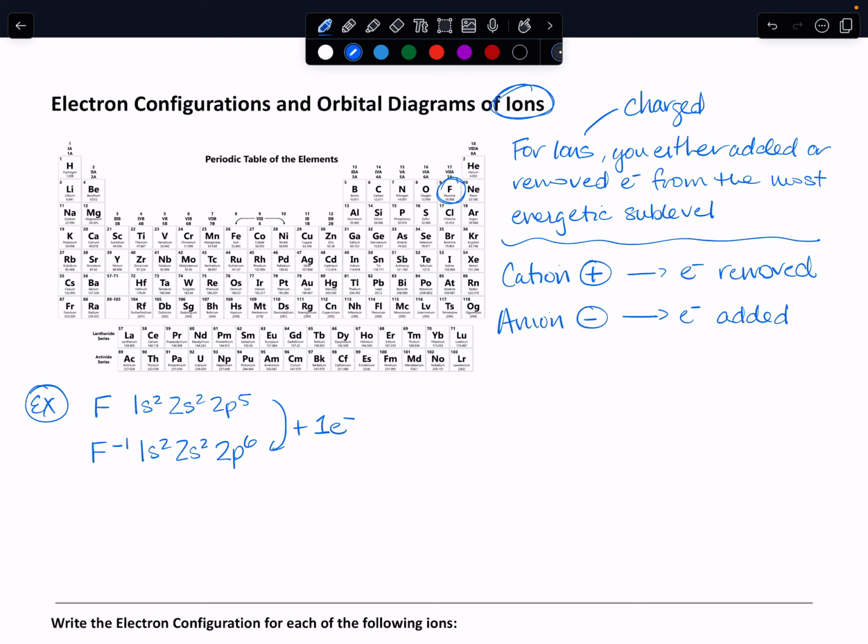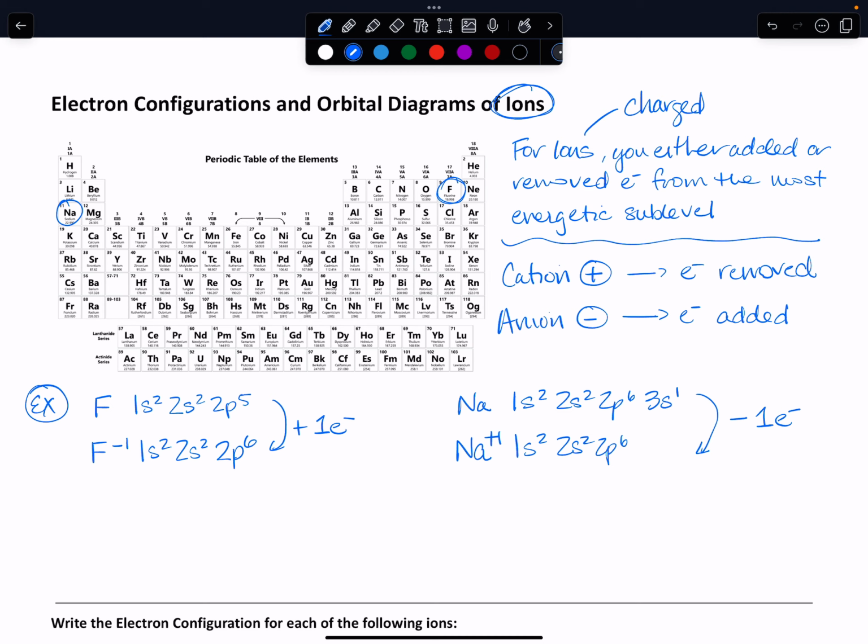What if it's the other situation? Let's say we have sodium. We write the neutral electron configuration, 1s2, 2s2, 2p6. We come down to row 3, and there's sodium, so 3s1. Well, sodium as an alkali metal likes to give away or donate electrons, so it forms +1 ions. So we start again, 1s2, 2s2, 2p6, and when we go from the neutral atom to the ion, we have lost 1 electron. So that 3s1 electron is gone. So we just write it 1s2, 2s2, 2p6.